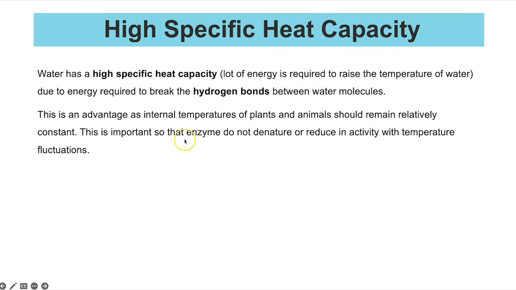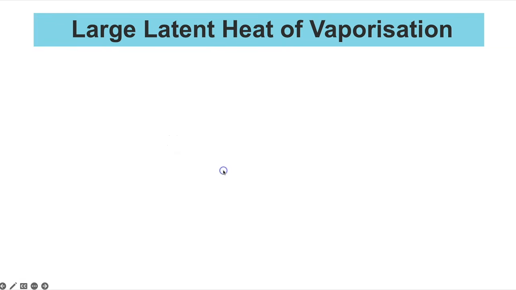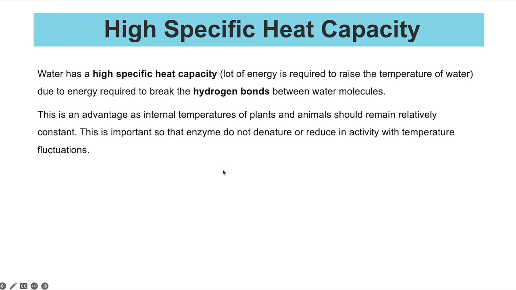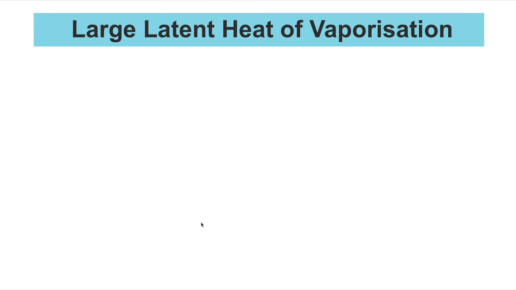And this is an advantage, as internal temperatures of plants and animals should therefore remain relatively constant, even if the external temperature is fluctuating. And that should prevent enzymes from denaturing. It's also particularly important for any organism that is aquatic, meaning it lives within bodies of water, because that should mean that the temperature of the body of water that they live in should remain relatively constant as well.